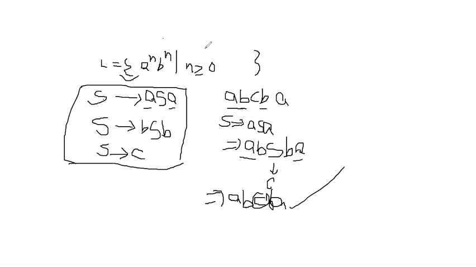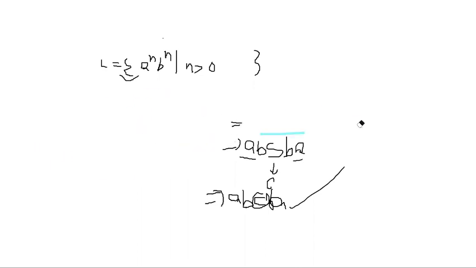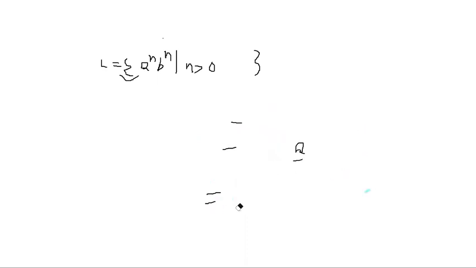I'll show you greater than 0 first. First, I will show you how we can construct a grammar for n greater than 0. Then I'll show you the proof also with one particular input. Okay? Suppose n greater than 0 means n should be at least 1.